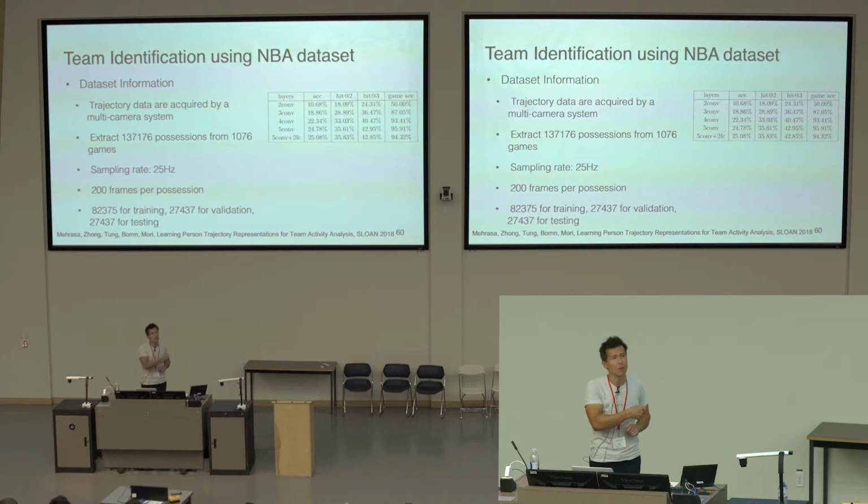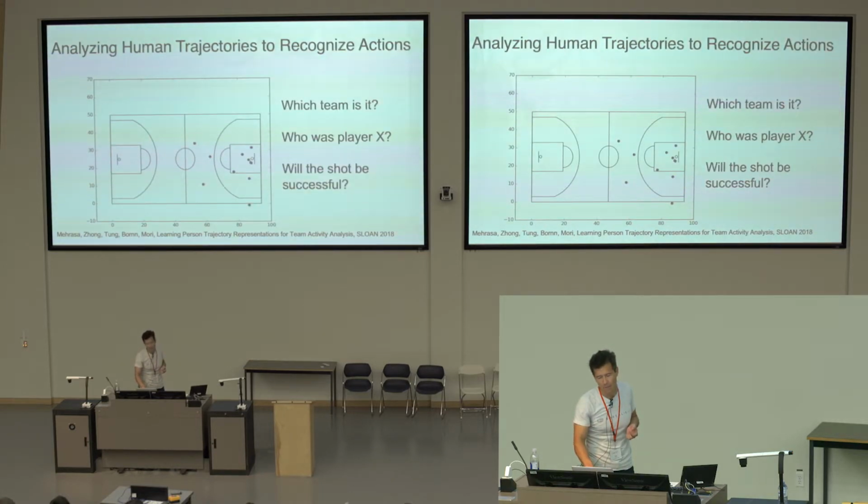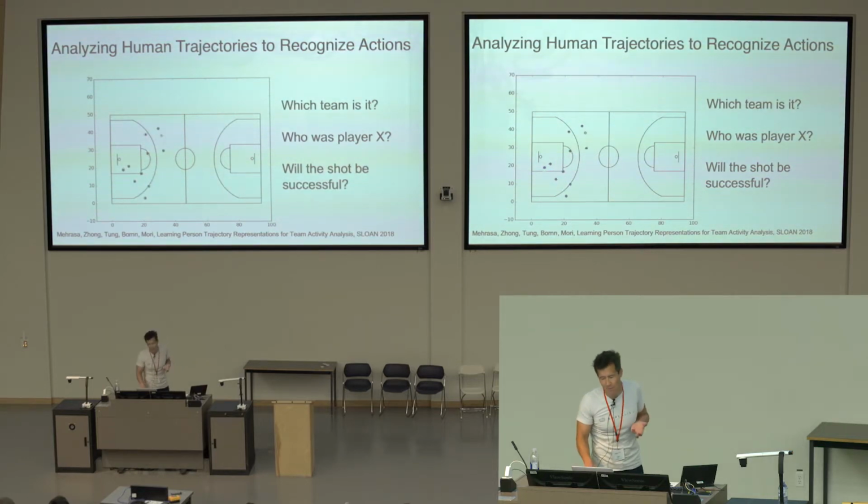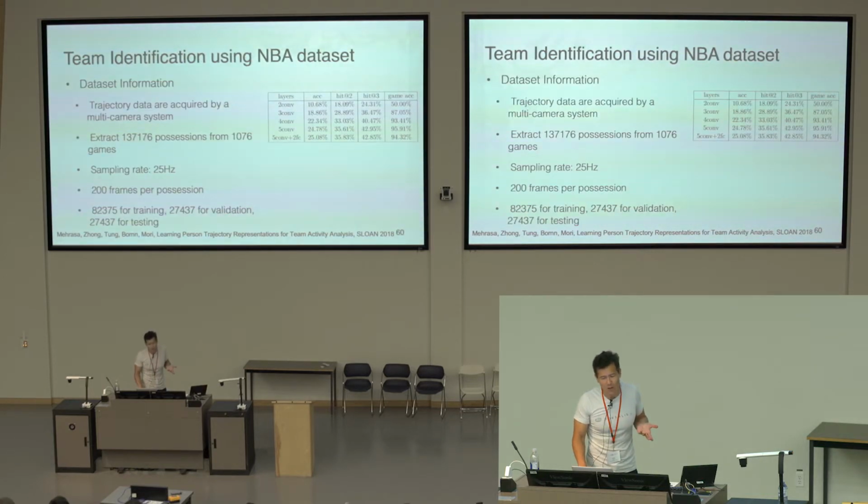So we built these networks, and as an example of a task, we trained them to say, how well can we classify one of these possessions in a game just from the trajectories according to which team this is? If all you saw was the motions of the players, would you be able to tell which team is the red team or which team is the blue team of each of the NBA games? It turns out that you can do that quite well.